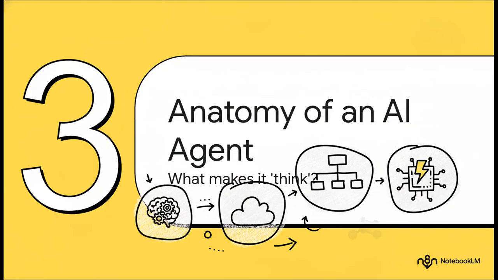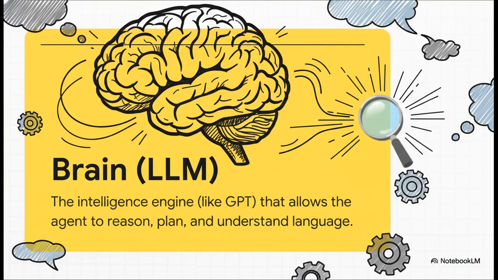All right, we get that agents are a different beast, but what's the magic sauce? What's actually going on under the hood that lets them think? Well, an n8n agent has 4 key parts that work together to make it all happen. First, and this is the big one, you have the brain.